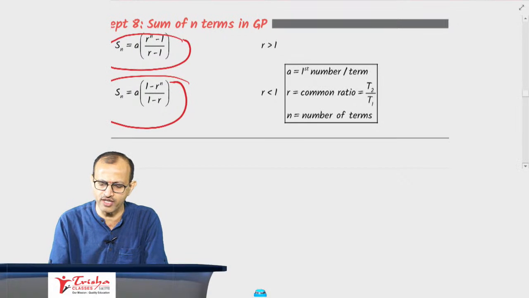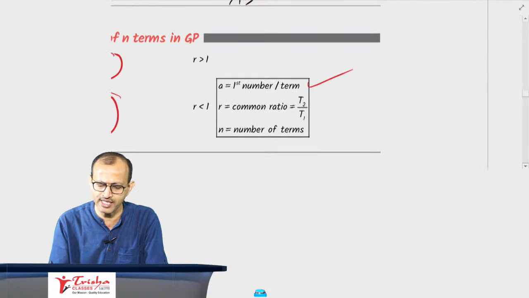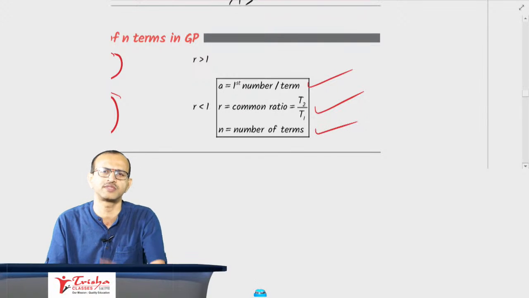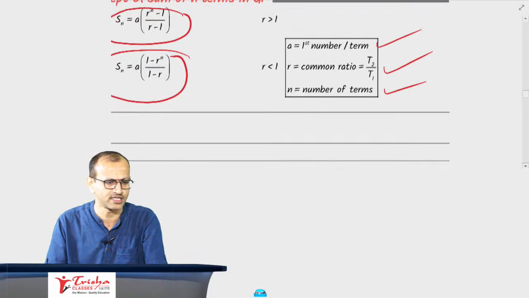So A is what? First term. R is what? Common ratio, T2 by T1. N is number of terms. Just, we learned the same thing earlier.